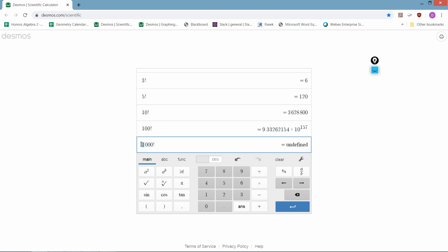Actually kind of curious, can you do 500 factorial? Oops, not 5,000. 500? No, not even 500 factorial. Okay. So, that's interesting to know.